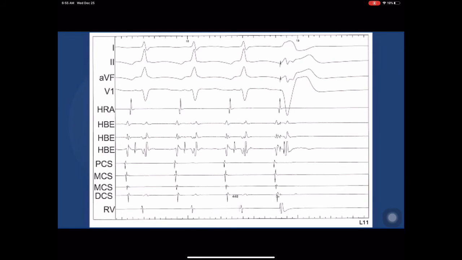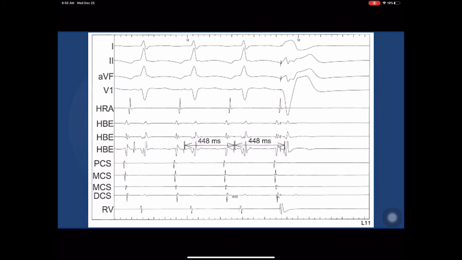Okay, let's go through this. So this is AV reentry, and I will show you a table soon that goes through the diagnostic maneuvers that prove an accessory pathway is part of a circuit. Not prove it's present, but prove it's part of a circuit.